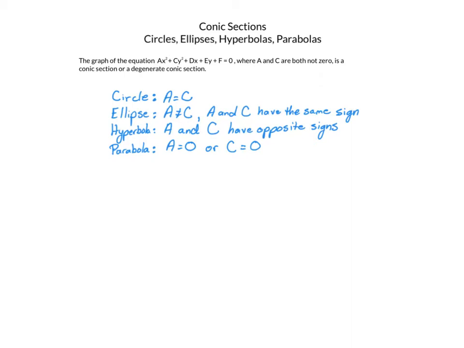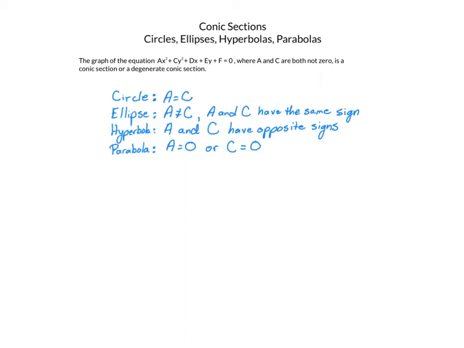If you're looking at an equation of a conic section in general form, if A equals C, then we'll have a circle. We'll have an ellipse if A doesn't equal C, but A and C have the same sign. We'll have a hyperbola if A and C have opposite signs, and we'll have a parabola if either A is 0 or C is 0. And remember, up at the beginning, we stated that A and C cannot both be 0 at the same time. Otherwise, we wouldn't have our conic sections.